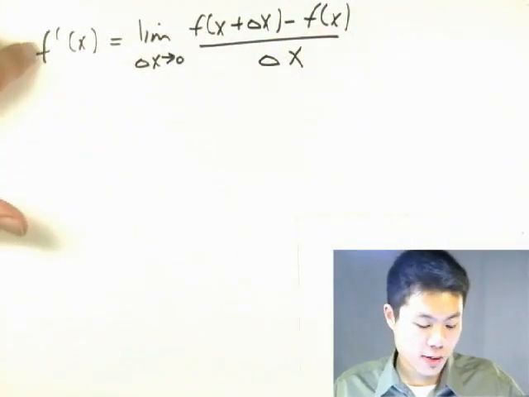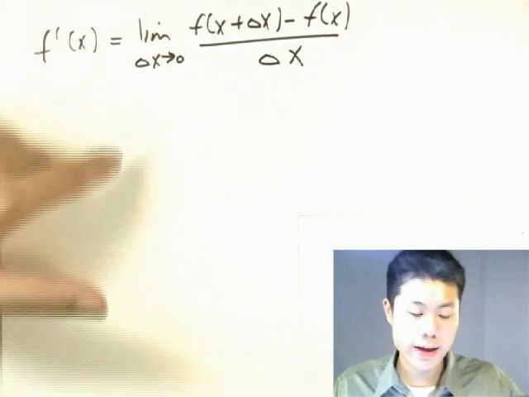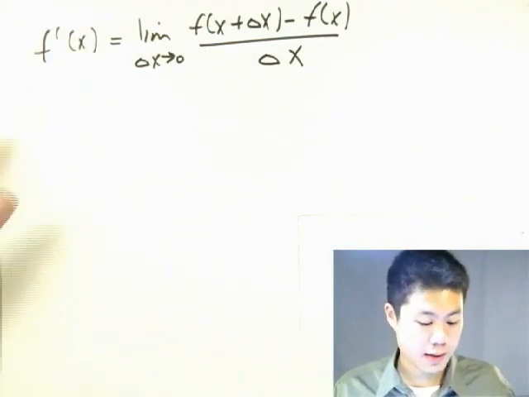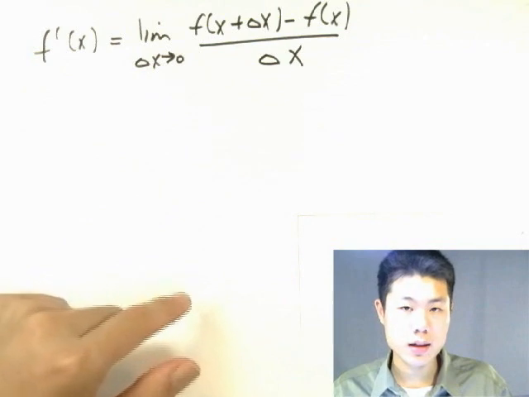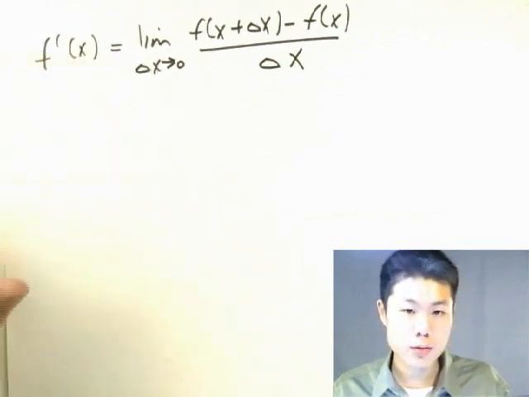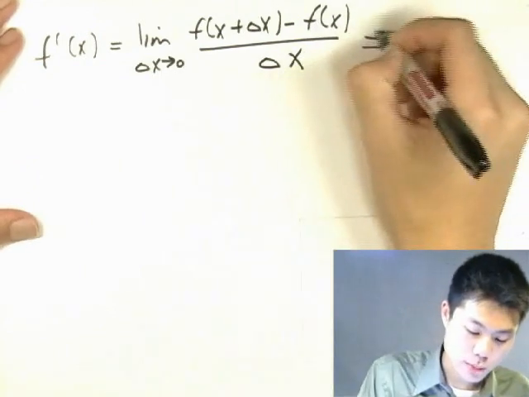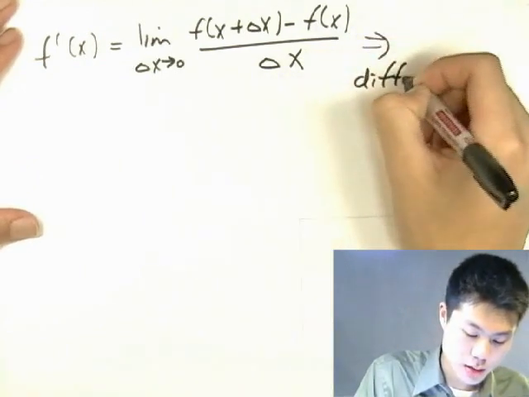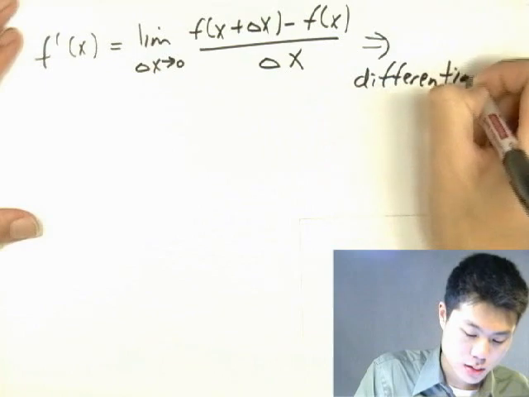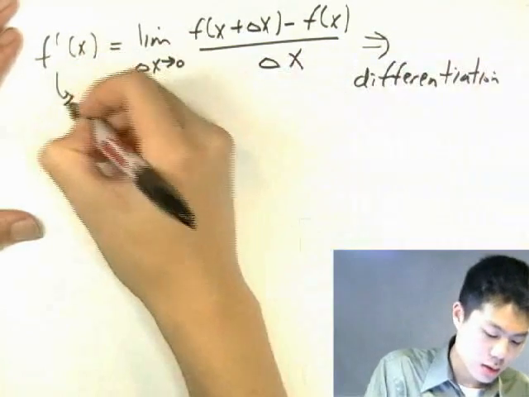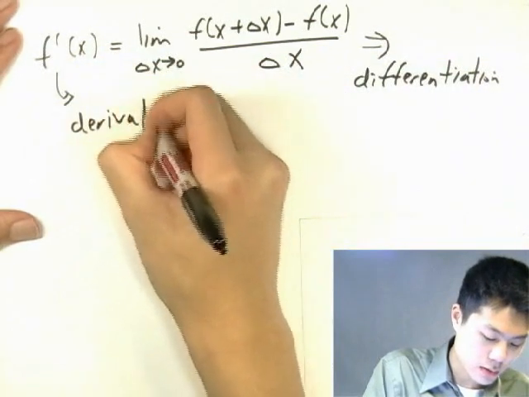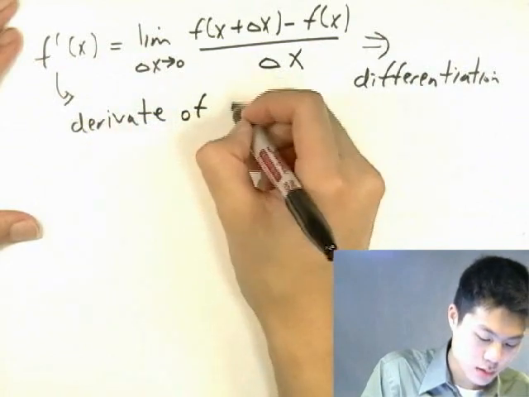So, we read this as f prime of x. And this f prime of x is the way we write the derivative of f. And so this process is called differentiation. And this is the derivative of f.